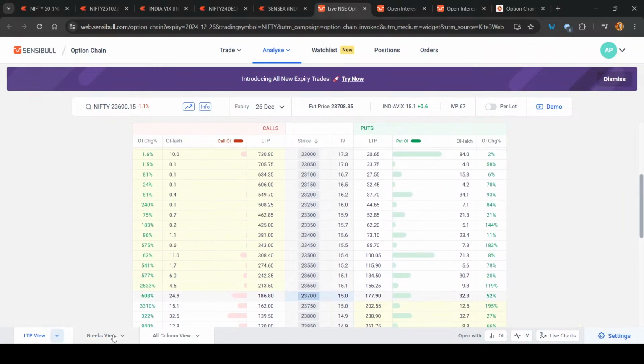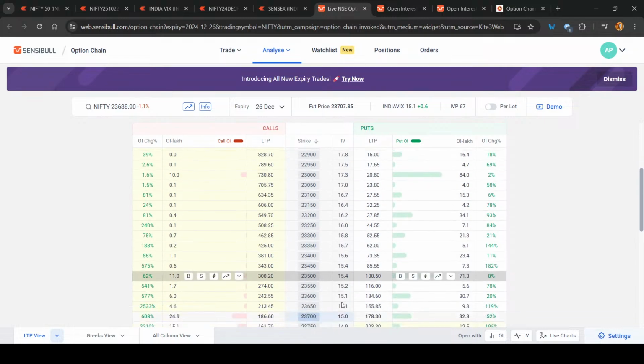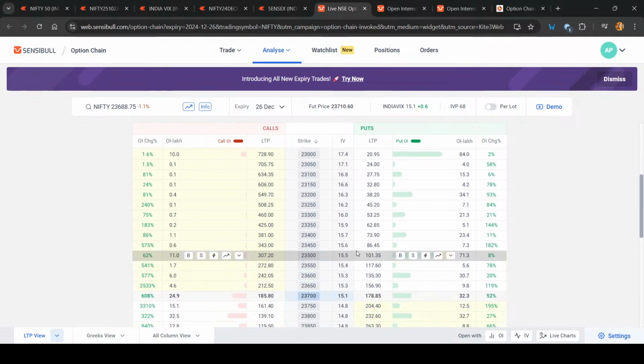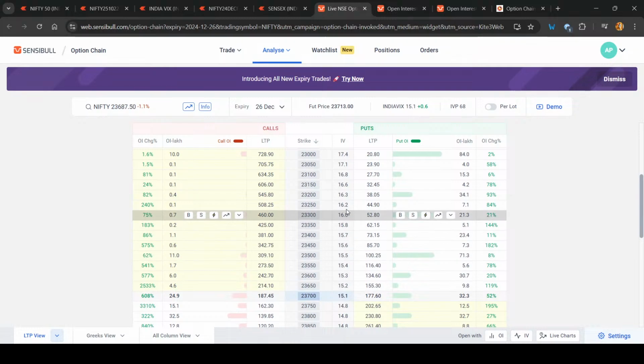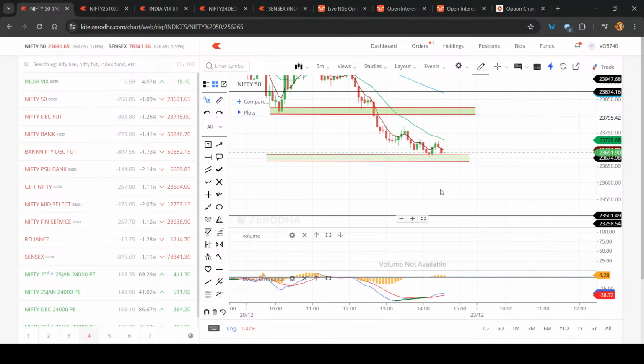If you see IV, the panic IV comes at around 23,500, 15.5, 16, 23,250. The panic IV comes. So I think even if it breaks, it can go till 23,650 and then come back around.